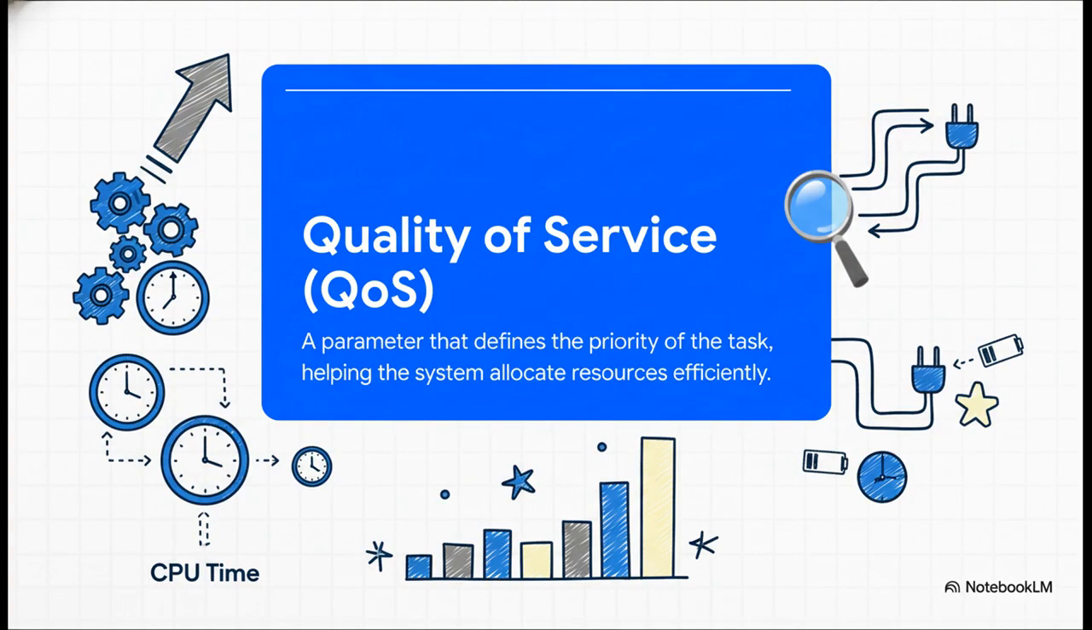Now, you'll see that QoS parameter. That stands for quality of service. Think of this as giving instructions to the kitchen staff. It's how we tell the system how important our task is. Because not all background work is created equal, right? This helps the system decide how to best use resources like CPU and power.